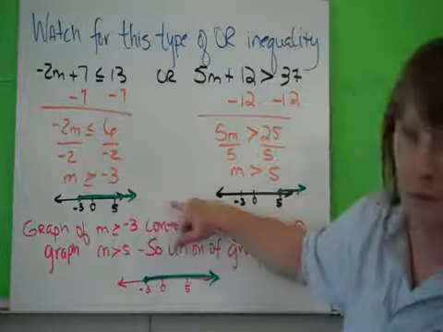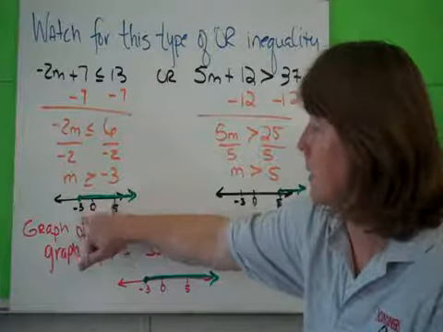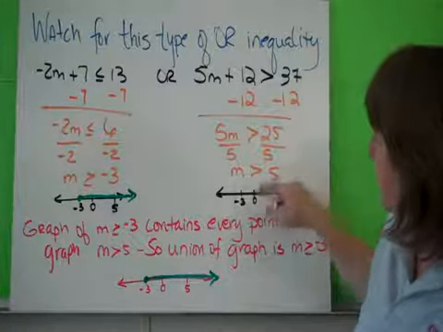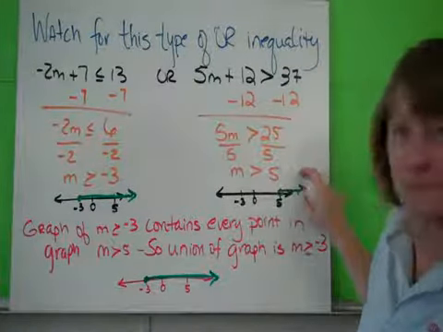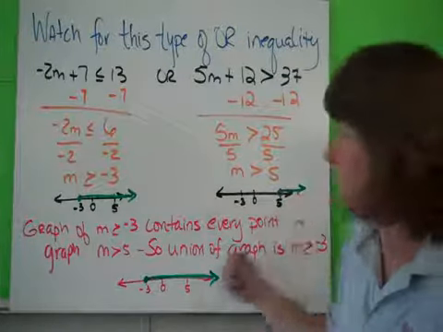You see it's going this direction. It will be the dot on the -3, the solid dot, and then it goes this direction. We solve this one out, and we get m is greater than 5. Once again, it's going in the same direction. This is the reason it's not always true.